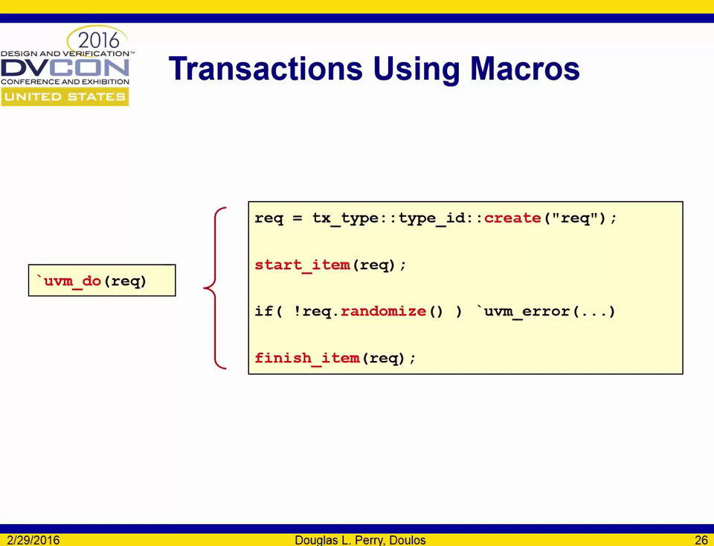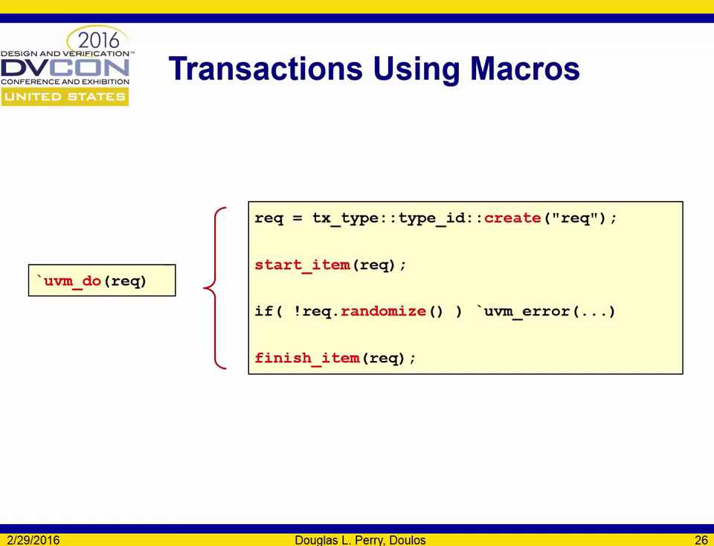Maybe it's better to actually use, instead of using the macro, which you don't understand, maybe let's do this. Anyway, what it's doing is it creates the object, it does a start item, tells the driver, for instance, hey, I got an item for you. And then once the driver comes back and says, hey, get, basically, I need an item, then of course this sequence randomizes it, and then finally, here you go, off you go.